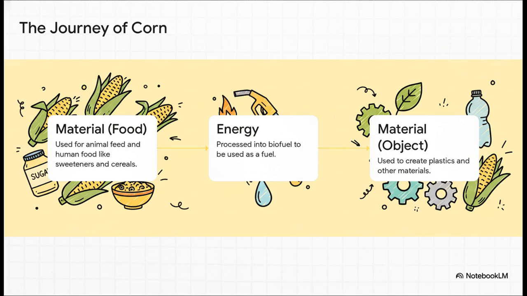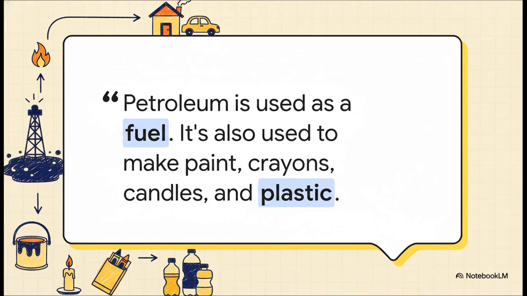Corn is a material resource when we eat it or when we feed it to animals, but it's also processed into biofuel, which is an energy resource. And then it can even become a totally different kind of material when it's used to make things like plastics. It leads this really fascinating double life. And corn is definitely not the only resource with this kind of double identity. Just think about petroleum. We all know it is fuel for our cars, right? But that exact same raw material is also the starting point for paint, for crayons, candles, and just countless plastics. It's both energy and material, all rolled into one.